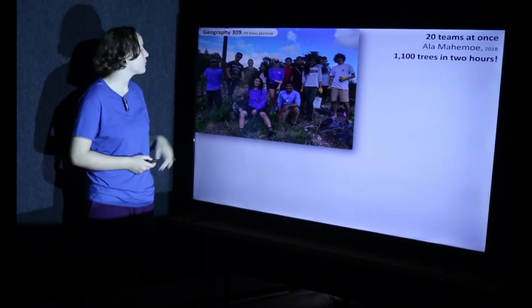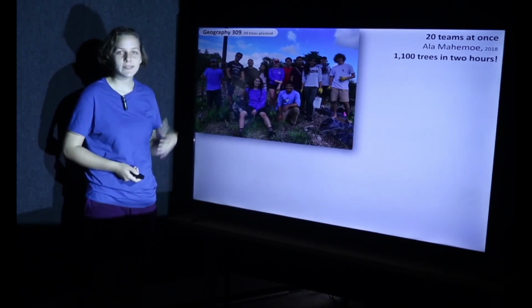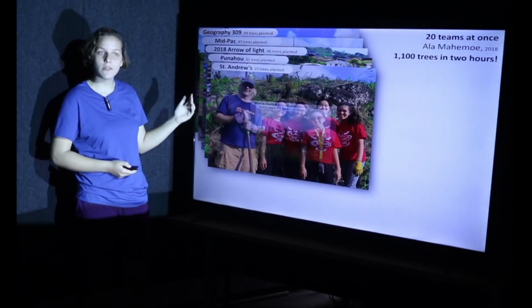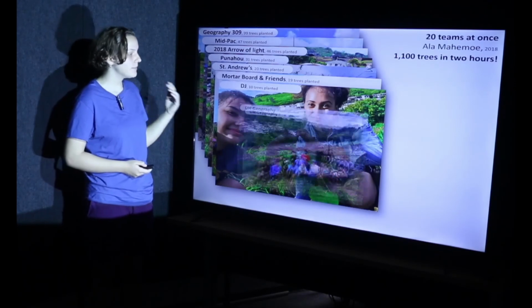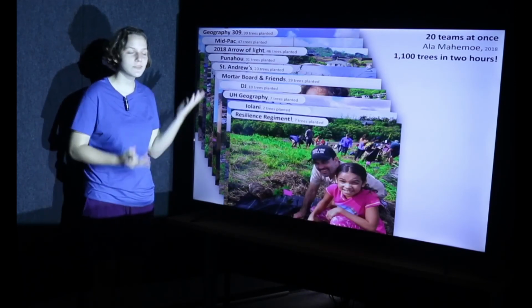Great job, Geography 309, back then in 2018. They got first place with 99 trees planted. And then as you can see, the list goes on with all the people who came out and helped and planted trees for the environment. It was a really fun experience, and everyone just got to plant trees.